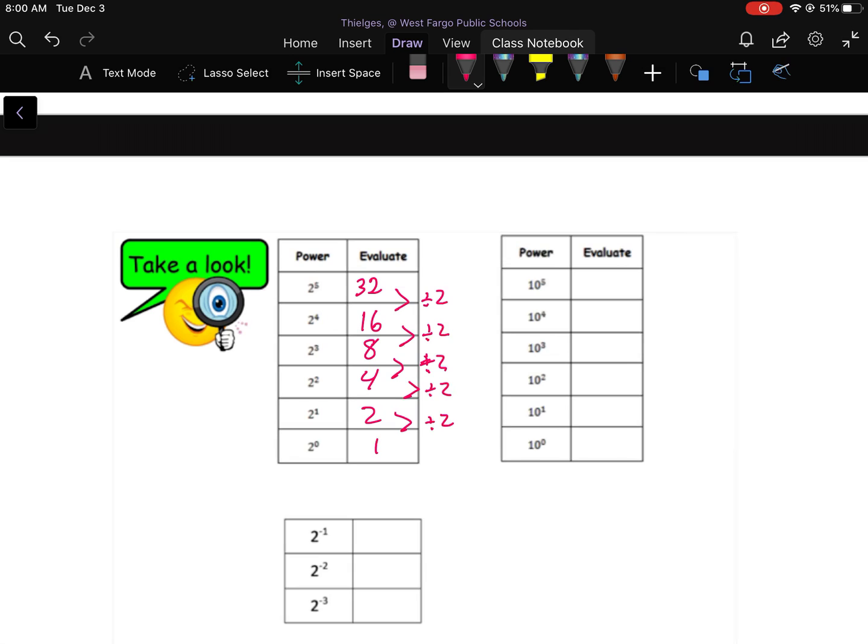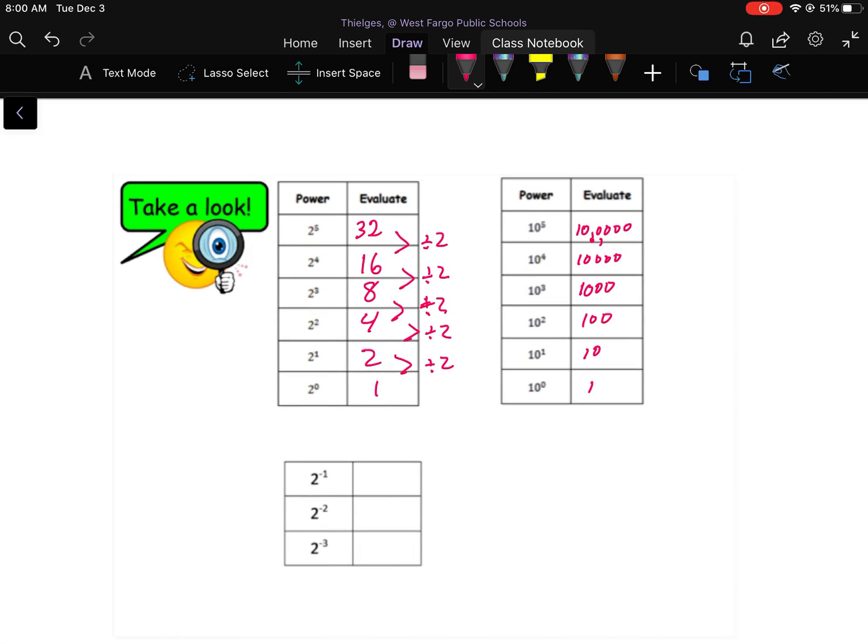Oh, 1. Okay, so 10 to the 5th power, excuse me. Oh, I'm missing a 0. I'm going to move my comma over. By the way, the exponent tells you how many zeros there should be. But if you notice here, we're just decreasing by 10. So if I take 10 divided by 10, I get 1 again. Okay. 10 to the negative 1st power.